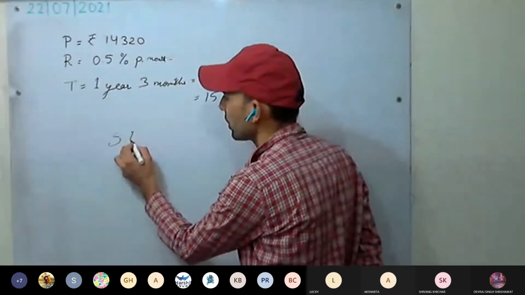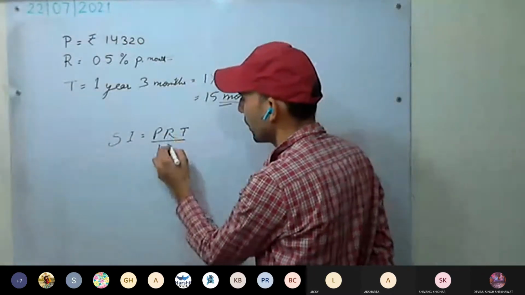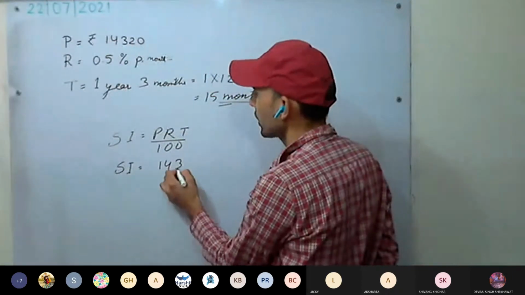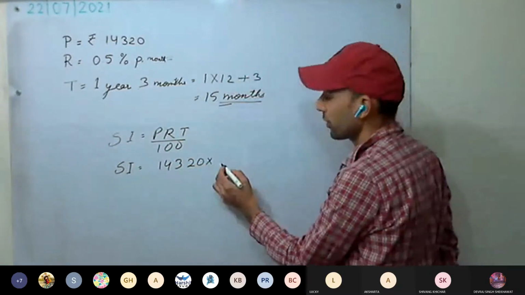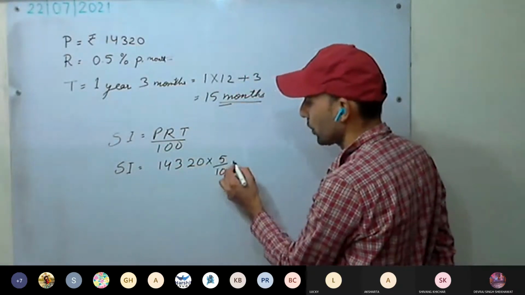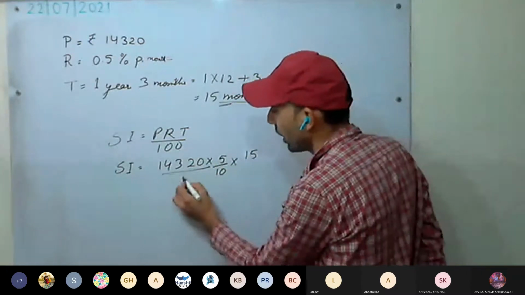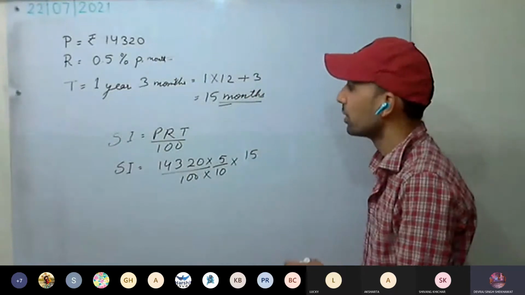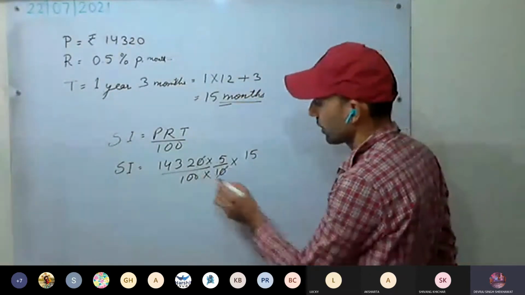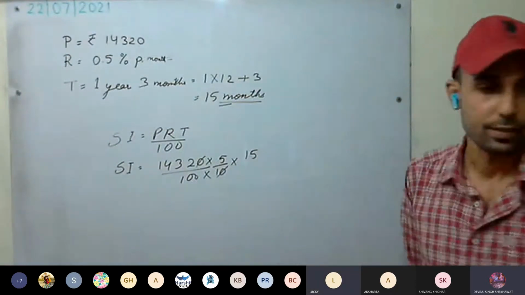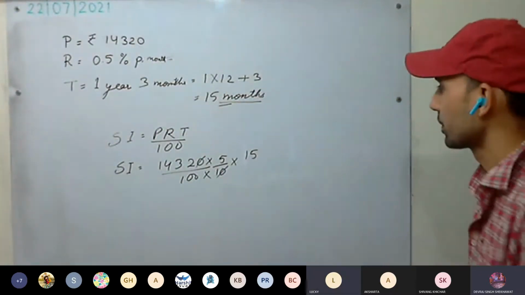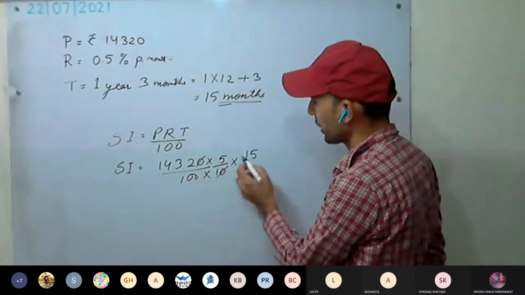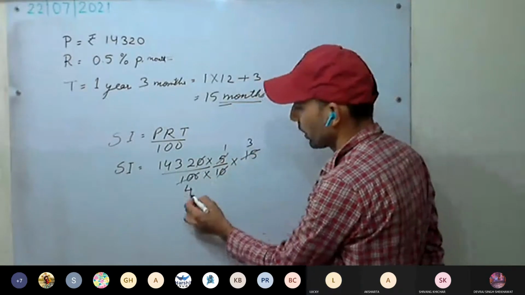Simple interest equals PRT upon 100. Principal is how much? 14320 into 0.5 into 15, upon 100. We can cut the 0s. And 5 and 100 we'll cut. Keep cutting them. 5 into 5 is 25, and 4 you'll get.